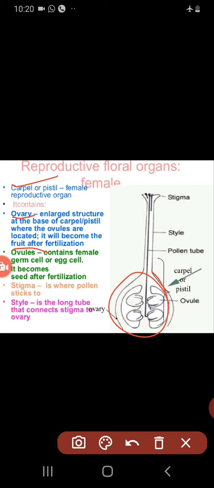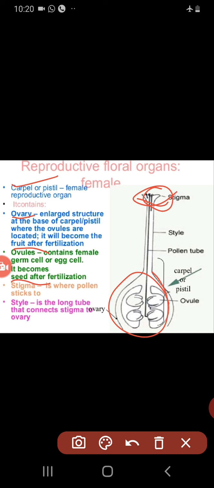Then the second, ovules. They contain the female germ cell or the egg cell, and it becomes the seed after the fertilization. Next part is the stigma. This is the stigma where the pollen grains stick. The stigma is sticky, so the pollen grains stick on it.